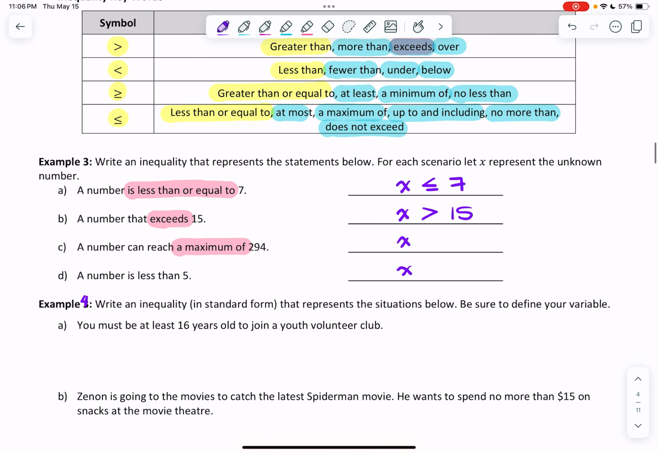The next one is this, a number can reach a maximum of 294. A maximum of means that it can equal that value, but it can't be more than that value, so it has to be less than or equal to. And that's where we saw a maximum of over here, 294. And the last one says is less than, and this time the number is 5.